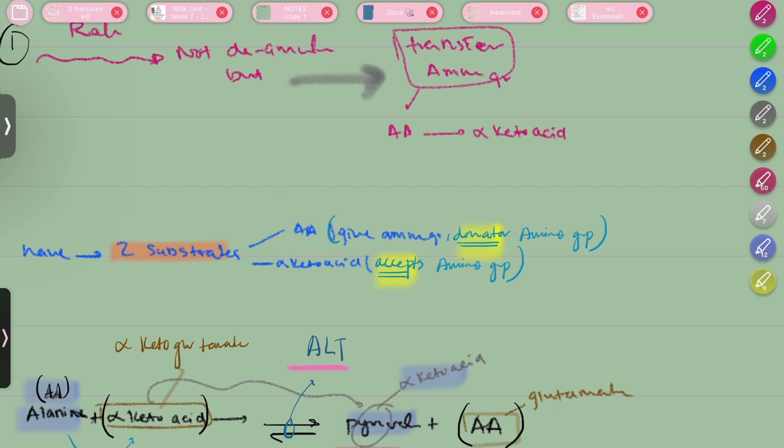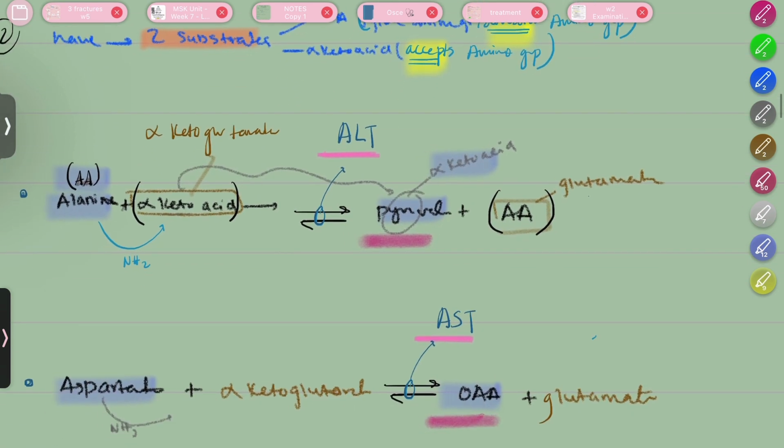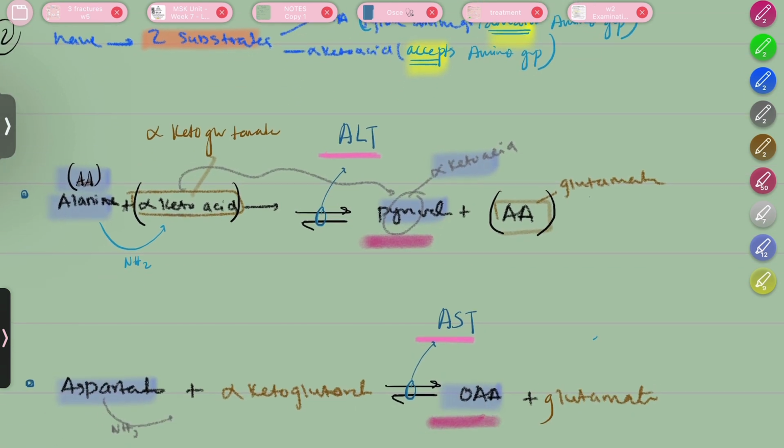Therefore, we call it the donor amino group, okay? It's going to give its amine group. So it's going to donate this amine group, and therefore another structure, which will be our alpha keto acid, which does not have the ammonia, will accept this amino group. So how is that? Let's start off with alanine.